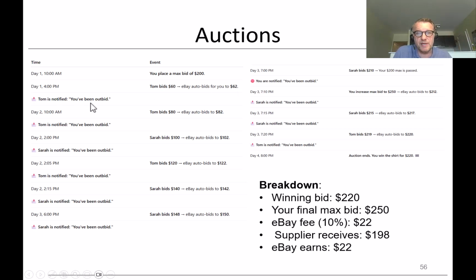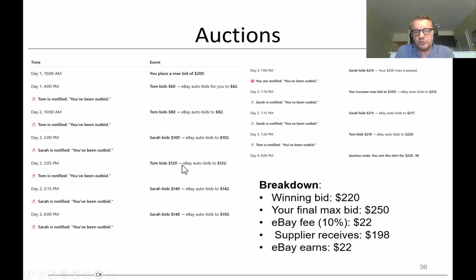So Tom increases his bid because obviously it's a signed t-shirt of Club Brugge. It's in high demand. So he increases his bid to 80. eBay now bids 82 for me, right? So eBay increases my bid to 82. So I'm still getting the t-shirt, but I have to pay 82. Tom gets again, you've been outbid. Sarah bids 100, a new bidder. So eBay now auto bids 102. So I still win because my maximum bid was 200, but now I have to pay 102.